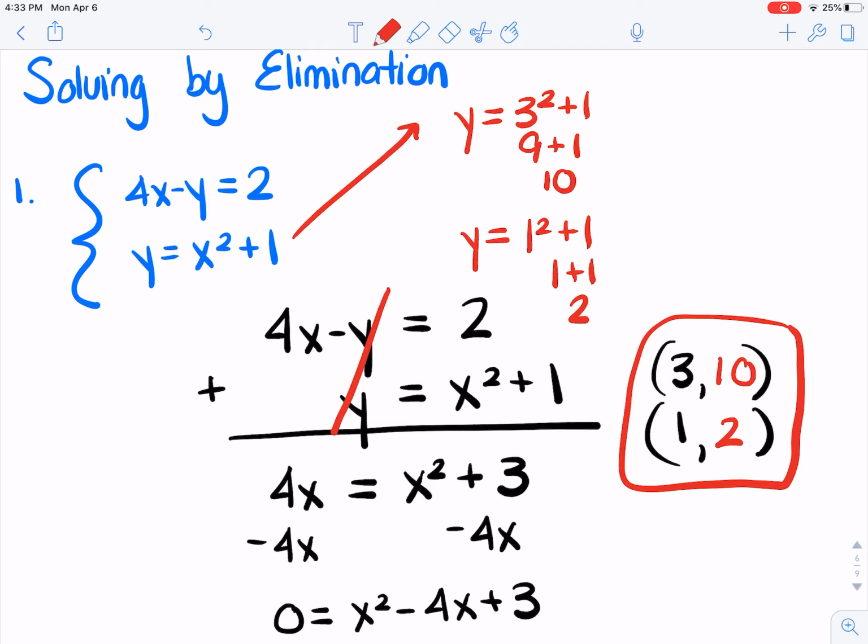In the last video, I showed you how you could go about checking this. You could type it into your calculator, and then from there you could look at the table and see if the two intersecting points are at (3, 10) and (1, 2). The other way that you could do this would be to plug (3, 10) into both equations and then plug (1, 2) into both equations and check your answer that way.